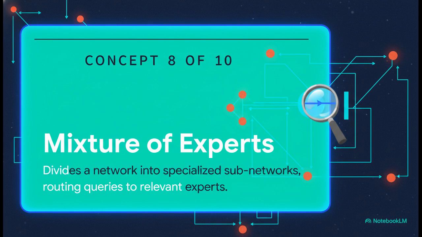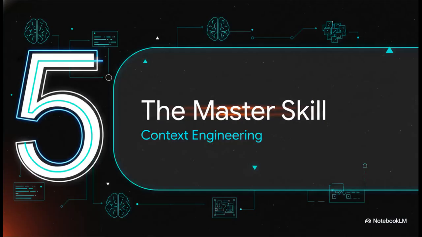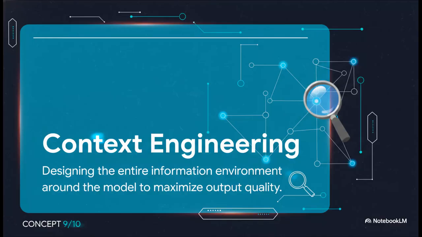Finally, Section 5, the master skill, context engineering. We've covered all the underlying components. Now it's time to synthesize them. Concept 9, context engineering. Now this goes way beyond basic prompt engineering. It's about meticulously designing the entire information environment around the model to maximize output quality. You are intentionally curating exactly what enters that short-term memory window we talked about at the beginning.